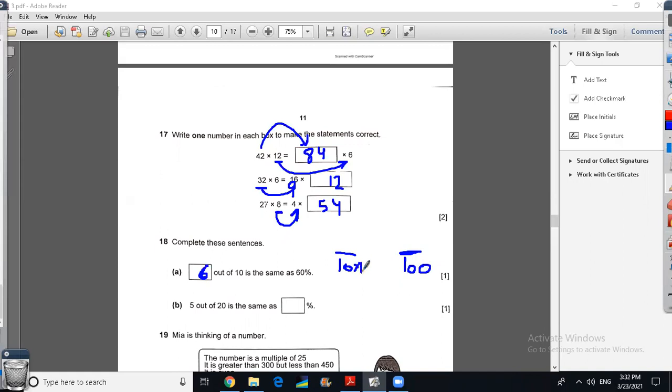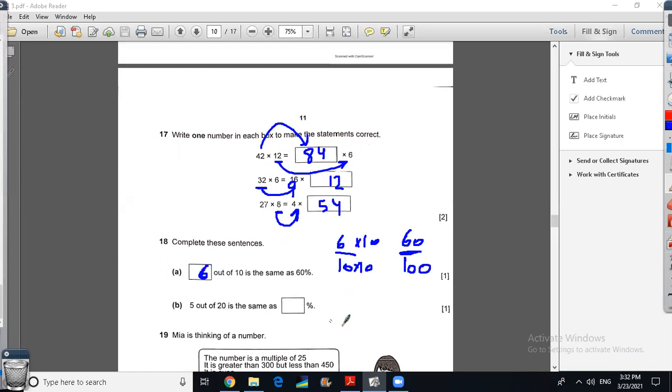So what is the number that when I multiply by 10 gives me 60? Because 60% is 60 over 100. What's the number that when I multiply by 10 will give me 60? It is 6. 6 over 10 is the same as 60 over 100. 6 out of 10 is the same as 60%.